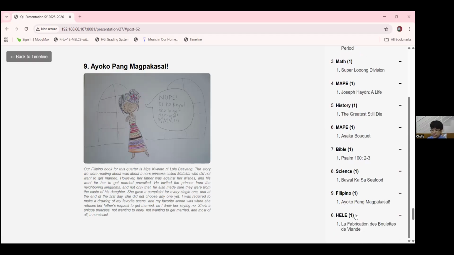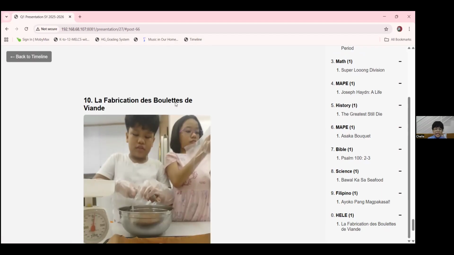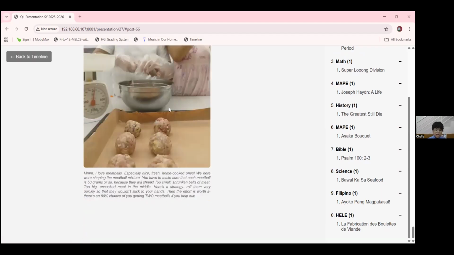Okay, and then lastly, here, La Fabrication de Boulettes de Viande. Basically, the making of meatballs. So here, Mama mixed the meatball mixture, which basically has parsley, salt and pepper, bread, milk, meat, actually half and half ground pork and beef, garlic, minced onions, and egg. Then we were required to shape them.